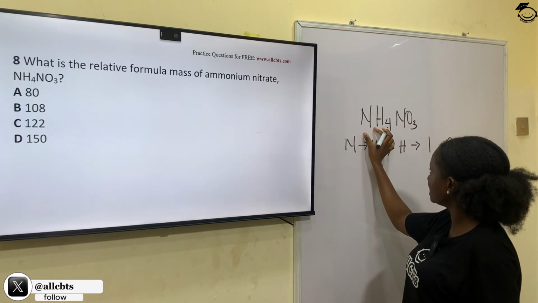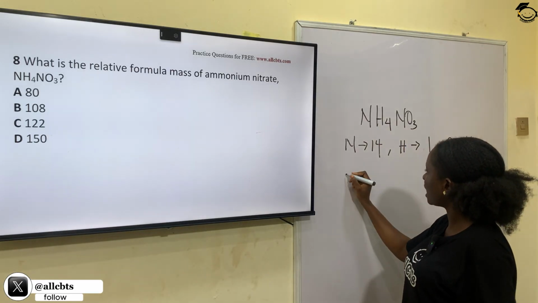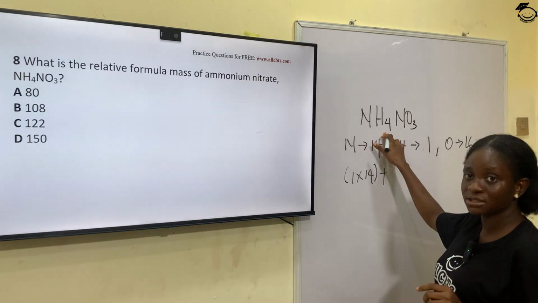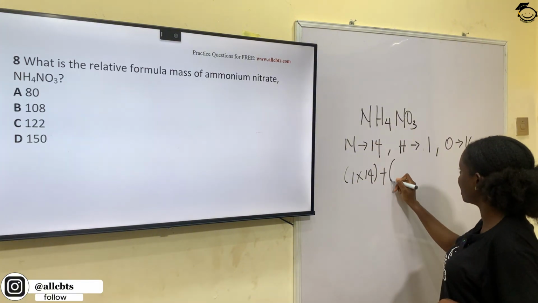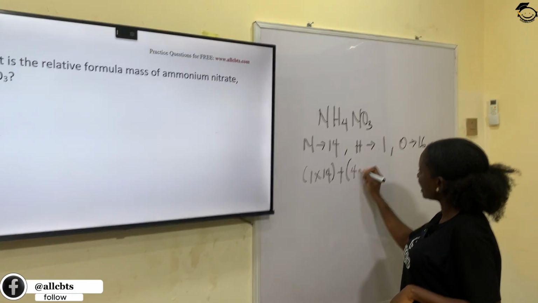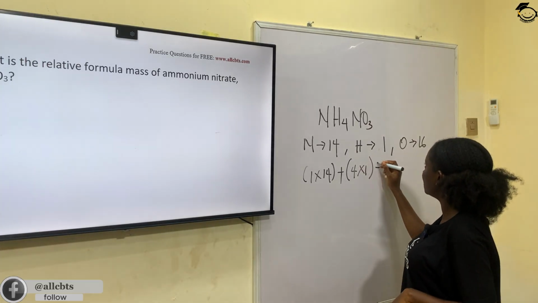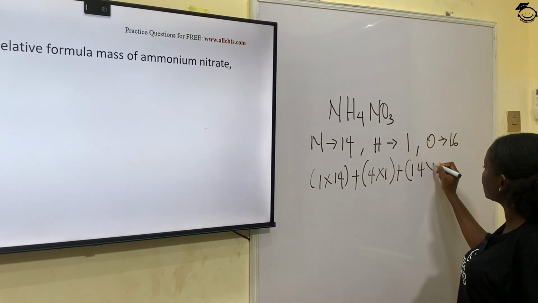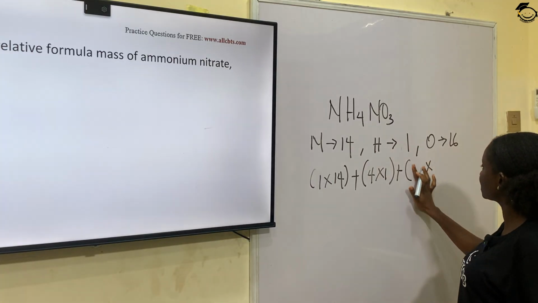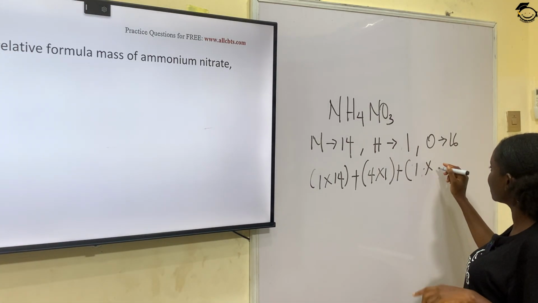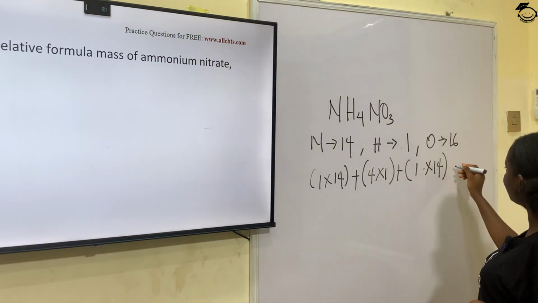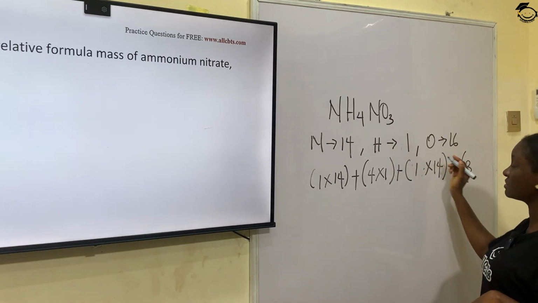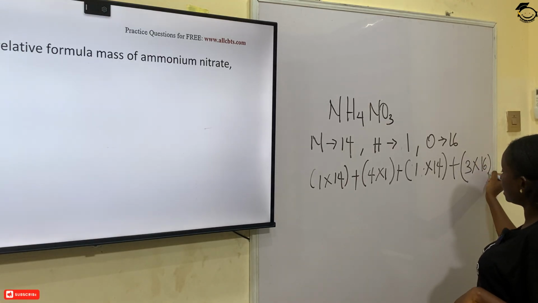For the first one, that's nitrogen, it has just one atom times the atomic mass. Then for hydrogen, we have four atoms of hydrogen here, so that's 4 times the atomic mass, which is 1. Then for nitrogen, we have 1 times the atomic mass, 14. Then we have oxygen, which is 3 atoms times the atomic mass, that's 16.